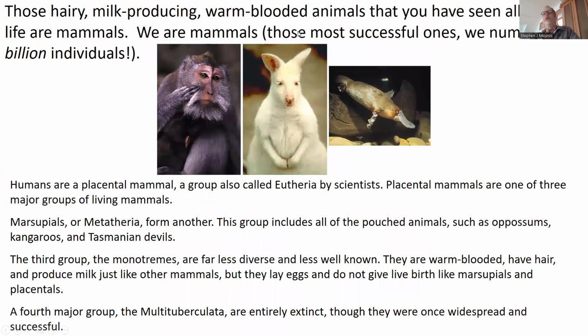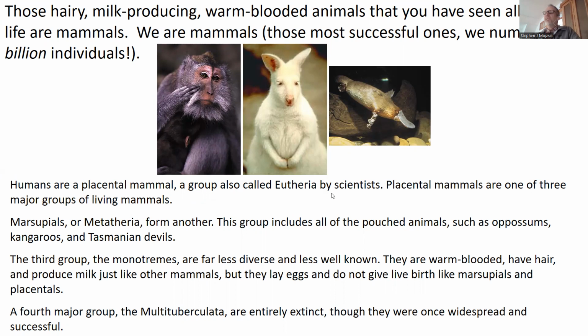So these are the beautiful, hairy, milk-producing, warm-blooded animals you've seen all your life, the mammals. We are mammals. We number 8 billion individuals. We're amongst the most successful ones, arguably the most successful of all mammals. We are placental mammals, the eutherians. Here's an example of this monkey.